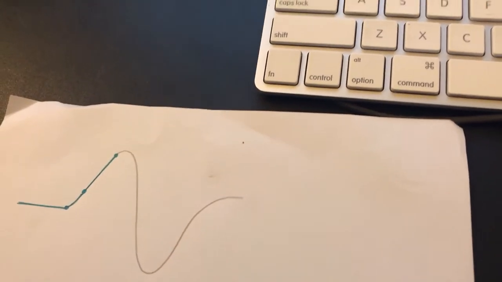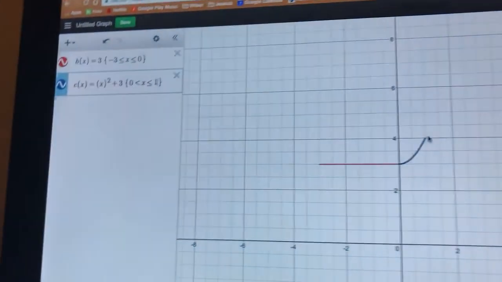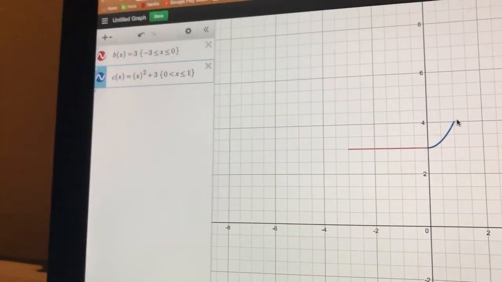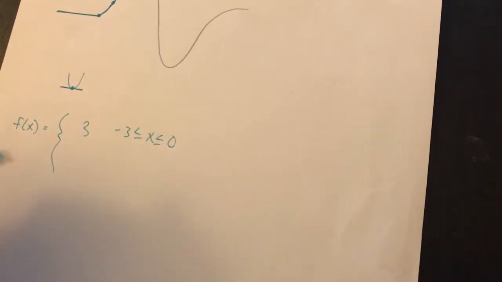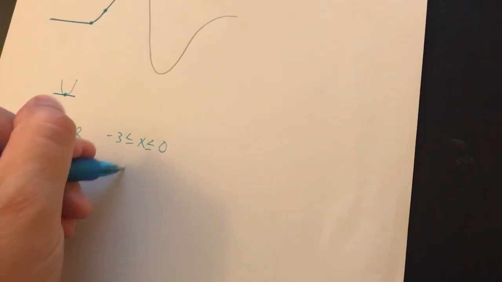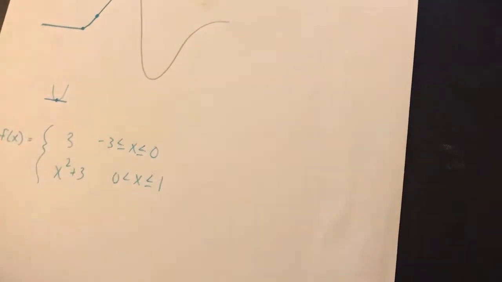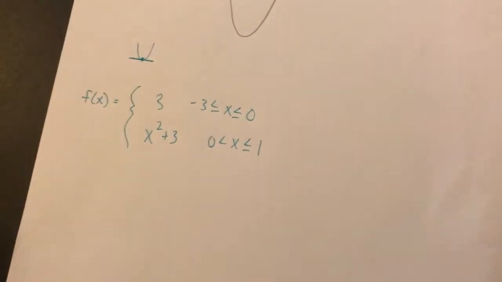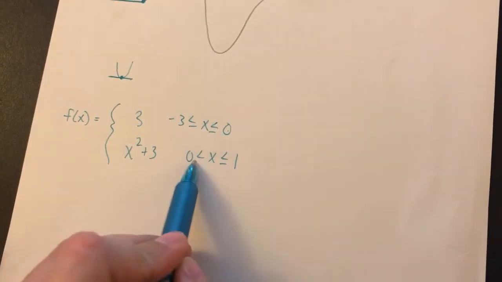So here let's check to make sure it actually is continuous and differentiable. These are my two functions, so I'm going to write them down as piecewise functions. So here we go. Let's just say this function f of x equals, all right, and my first function was 3, when negative 3 is less than or equal to x, which is less than or equal to 0. And my second function was x squared plus 3, when 0 is less than x, which is less than or equal to 1.